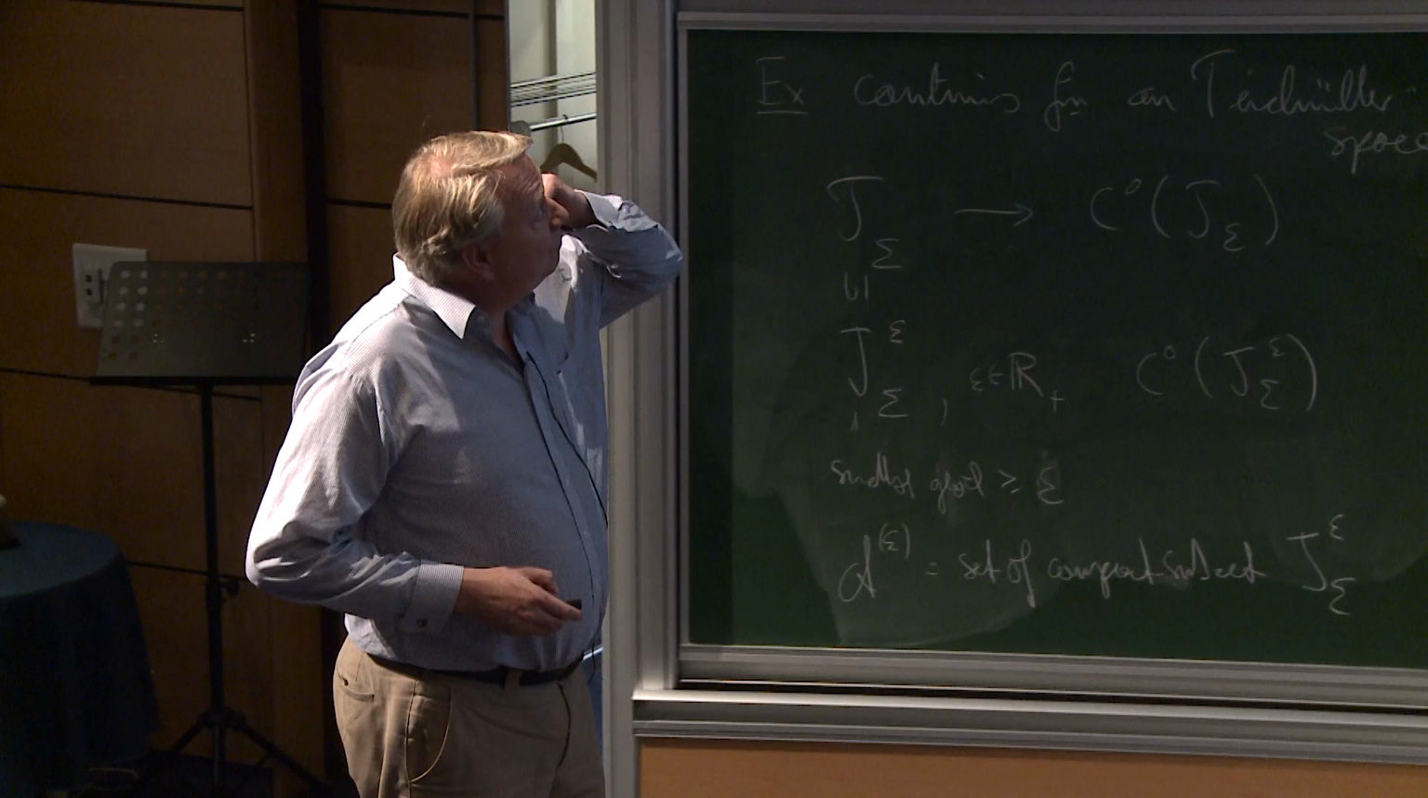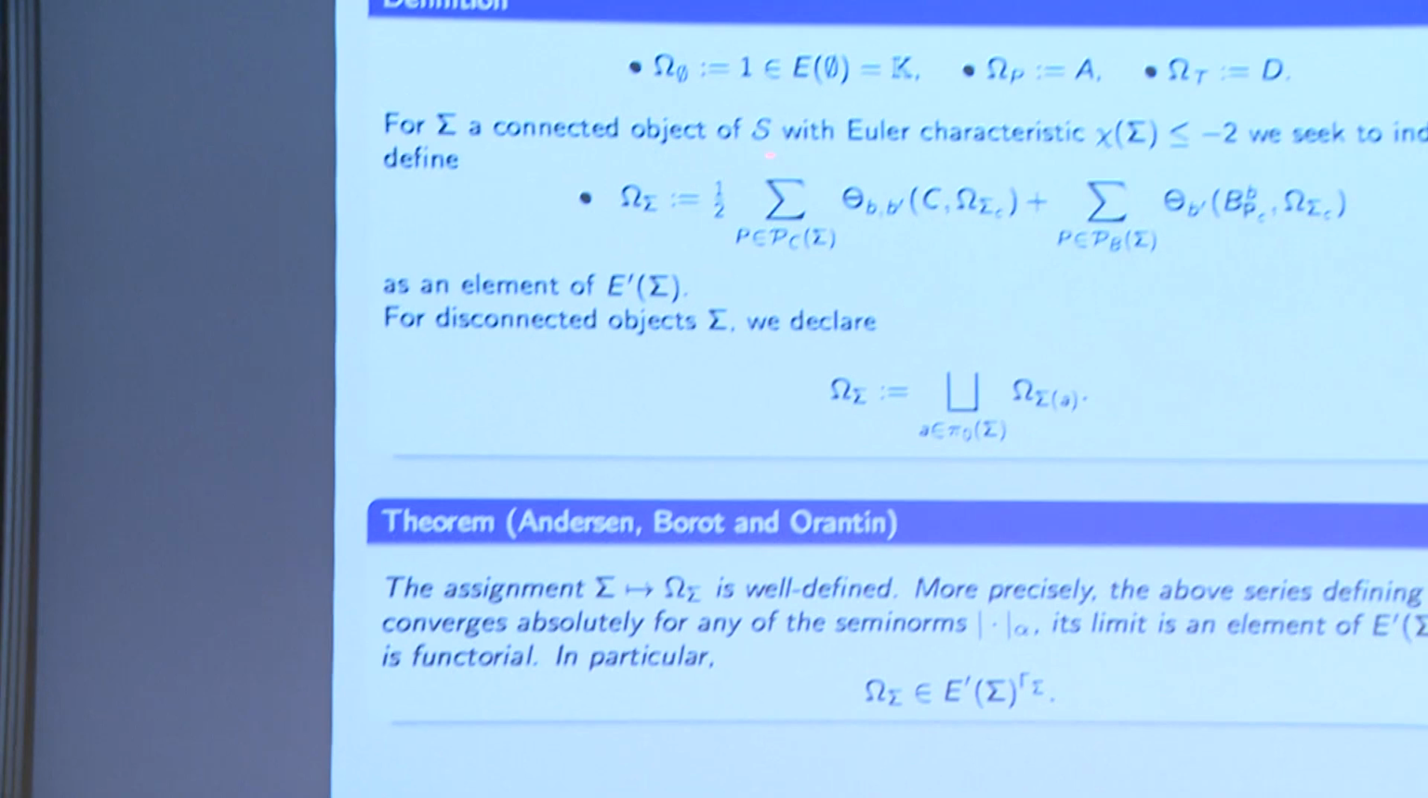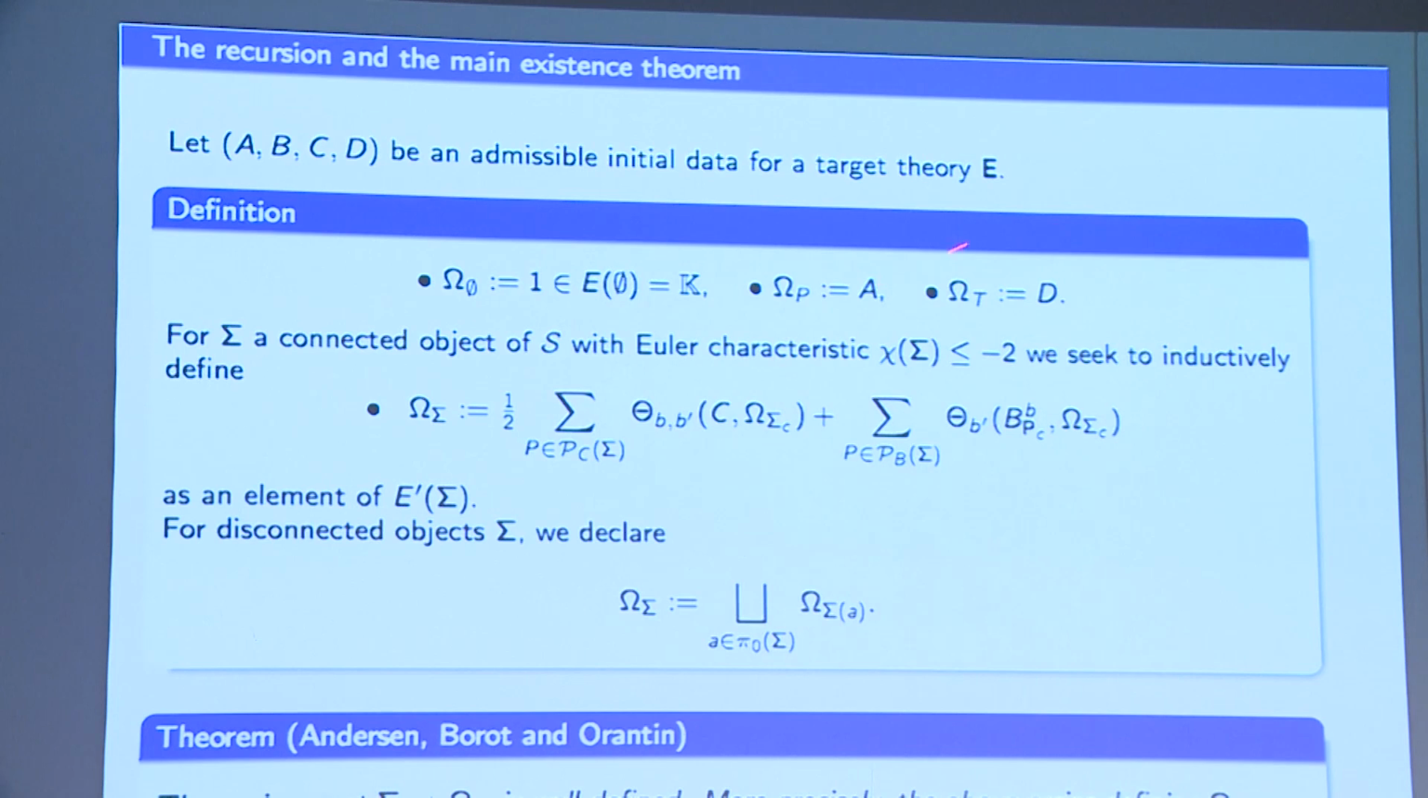For an empty surface, we define this to be just one. For a pair of pants and a one-hole torus, we define this as A and D. And now we just use this formula here to define it for any surface of Euler characteristic less than or equal to minus 2. This is for connected surfaces, and for disconnected surfaces, we just multiply them together via this disjoint union morphism.